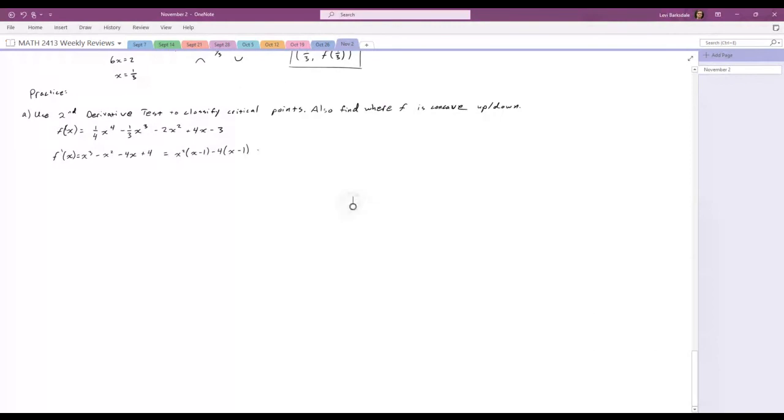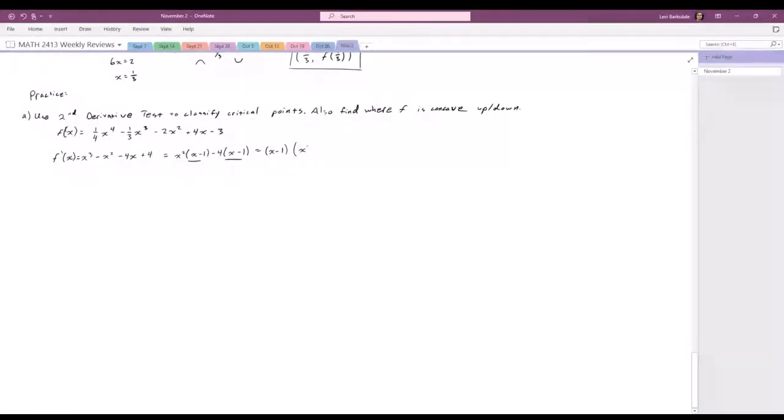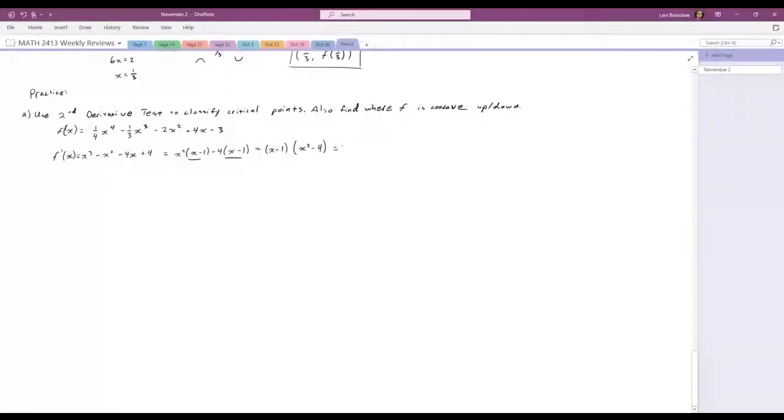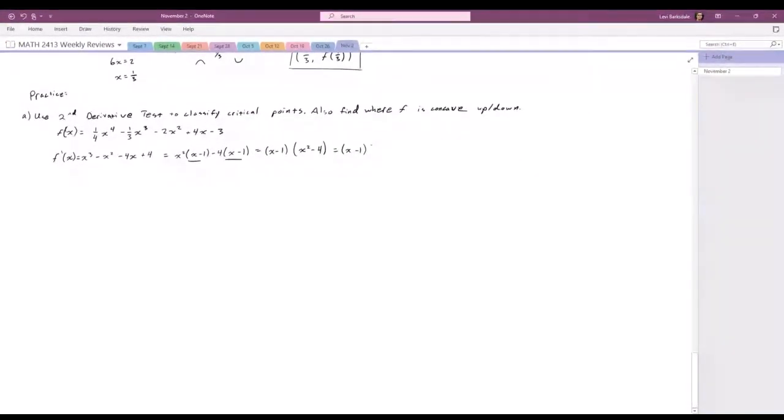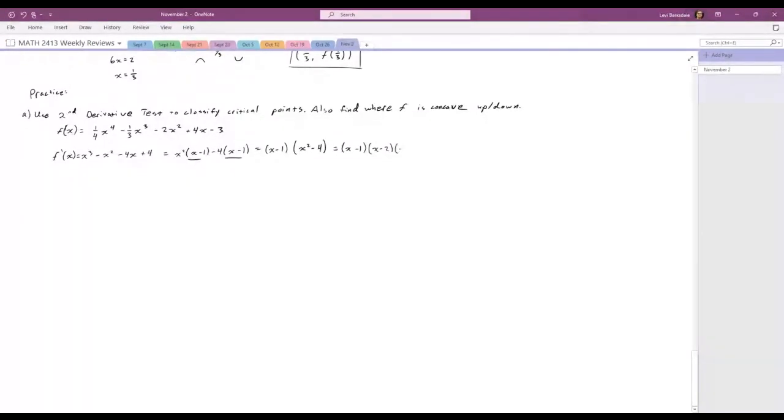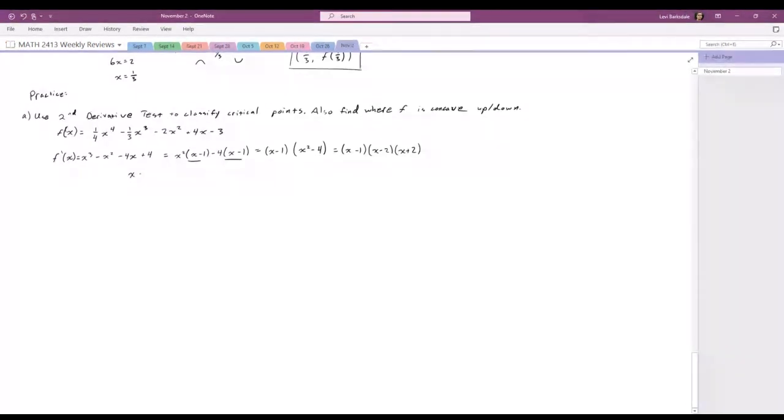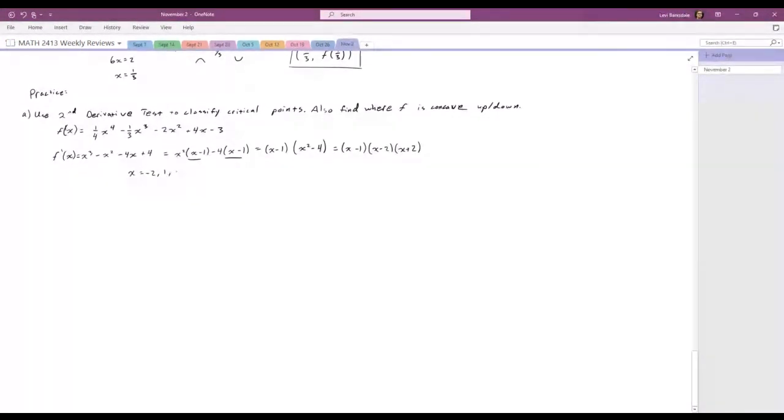Now from here, I'm actually going to factor out all of x minus 1. And that leaves me with x minus 1 times x squared minus 4, which is x minus 1 times x minus 2 times x plus 2. And that was all just factoring in a nice easy way, so I can see that x should be equal to negative 2, 1, or 2.